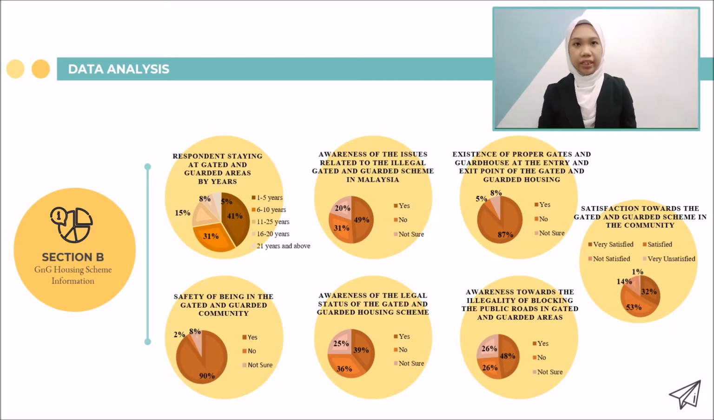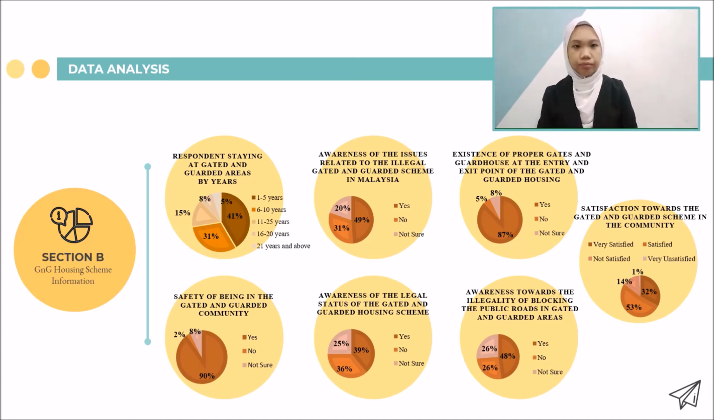The third pie chart shows the awareness of the issues related to the illegal gated and guarded scheme in Malaysia. The majority of the respondents are aware of the legal issues related to gated and guarded housing in Malaysia. Meanwhile, only a minority, which is 20%, are not aware of the issues related to illegal gated and guarded housing in Malaysia.